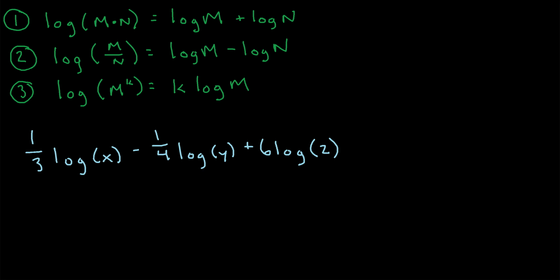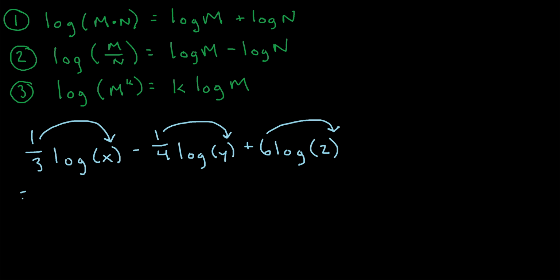All right, let's try one more example. Let's say we have 1/3 log of x minus 1/4 log of y plus 6 log of z. How can we condense this expression? Well, we can start by using rule number 3. If we have k times the log of m, that can be rewritten as log of m to the power of k. So right here, we can take this 1/3 and say this is actually log of x to the 1/3. We can do the same thing with this 1/4, so we'll write y to the 1/4, and we can do the same thing with this 6. We can say z to the 6th.